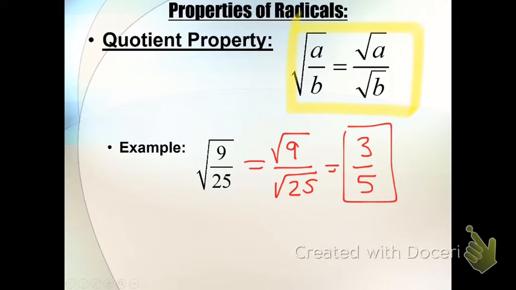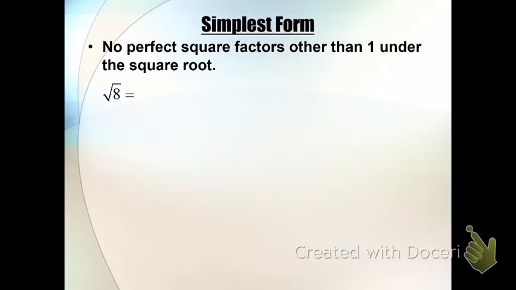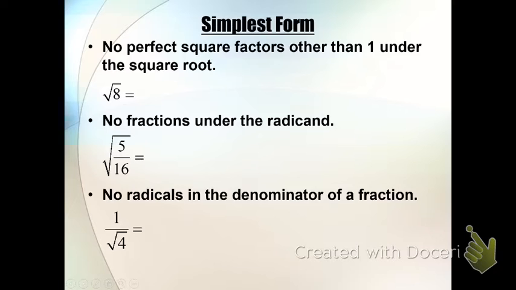Before we try some more examples with the quotient property, we'll look at a few more conditions for a radical to be in simplest form. We've already mentioned that the square root of 8 is not in simplest form because it can be broken down into 4 times 2, and 4 is a perfect square. So we would change this into 4 times 2, and 4 is 2 squared.